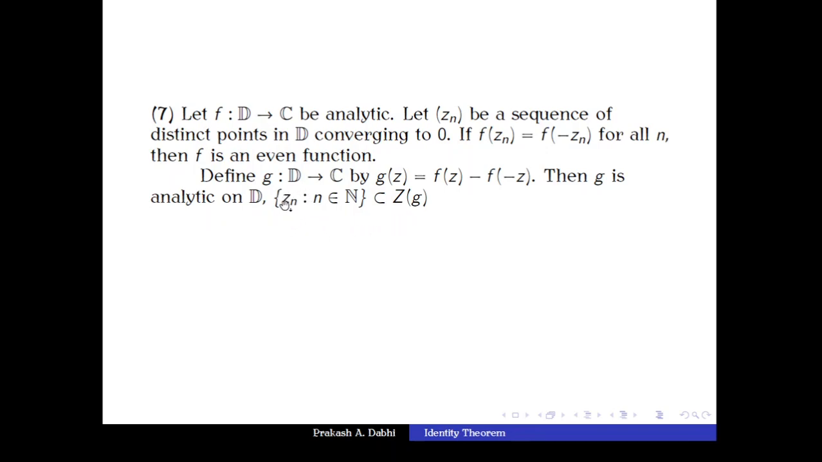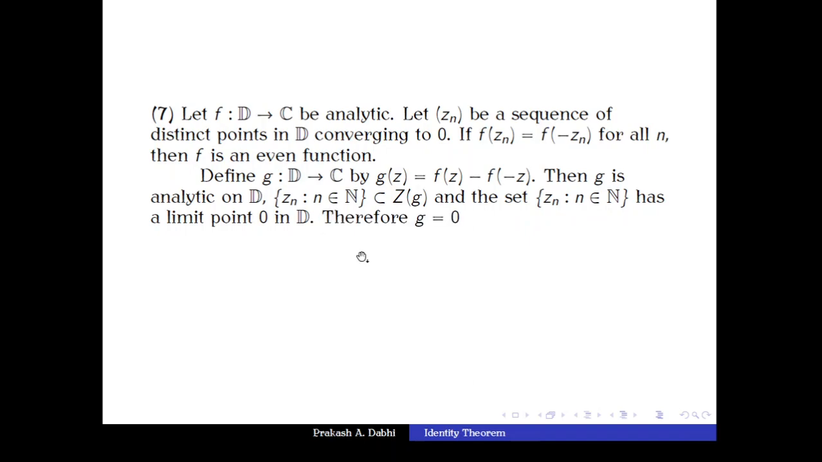Now because the z_n's are all distinct, that is given, and the sequence z_n is converging to 0, we get that 0 is a limit point of the set {z_n}, and 0 is an element of the domain. Therefore by the identity theorem g is 0, and thus we have shown that f of z is the same as f of minus z, and that proves f is an even function.